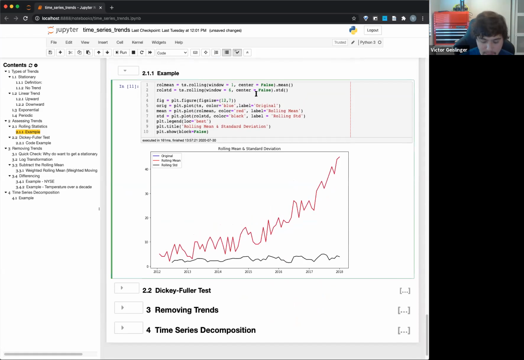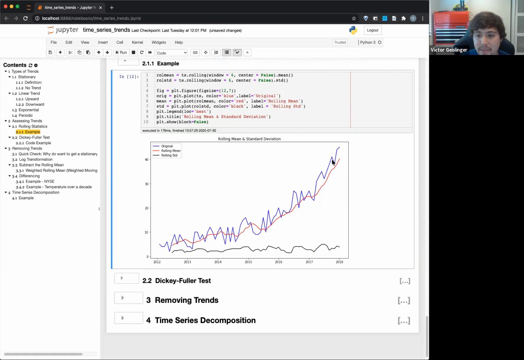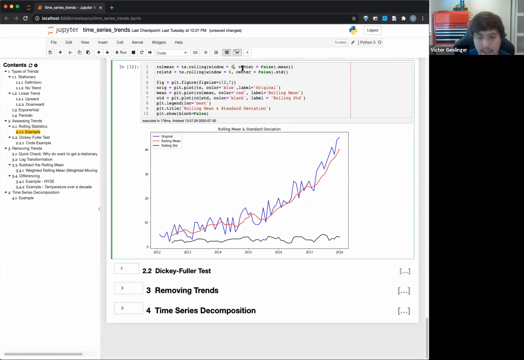Let me ask you guys, I'll go back to 6 real quick, and if I put something, let's just say 16 here, what's going to happen to this red line? How about someone who hasn't said anything yet? It'll be smoother. It'll be smoother, right?